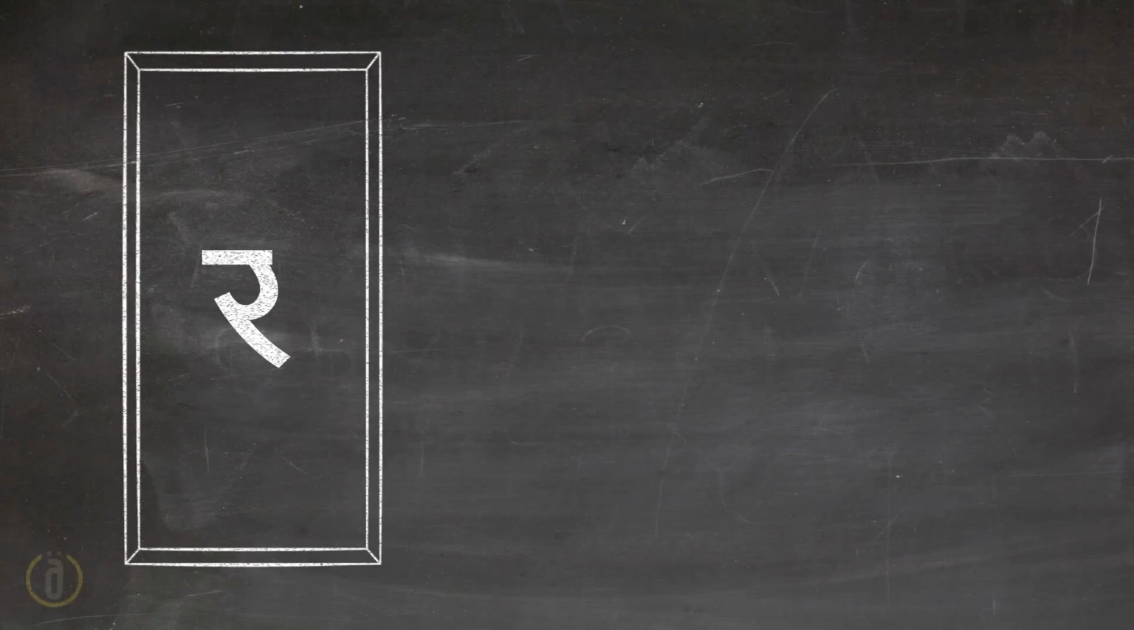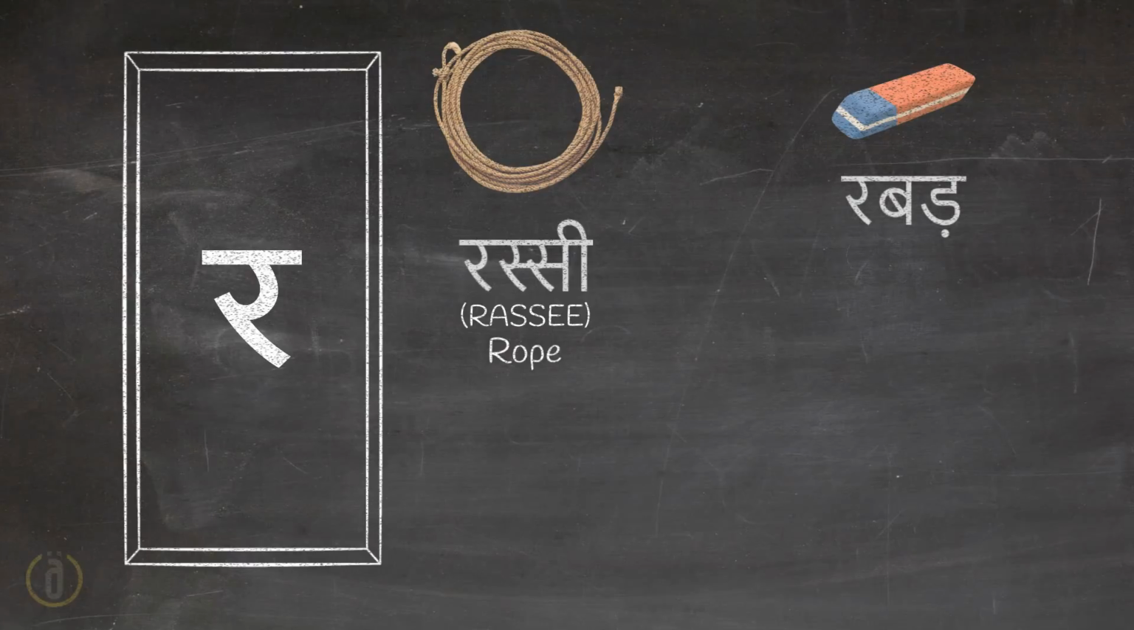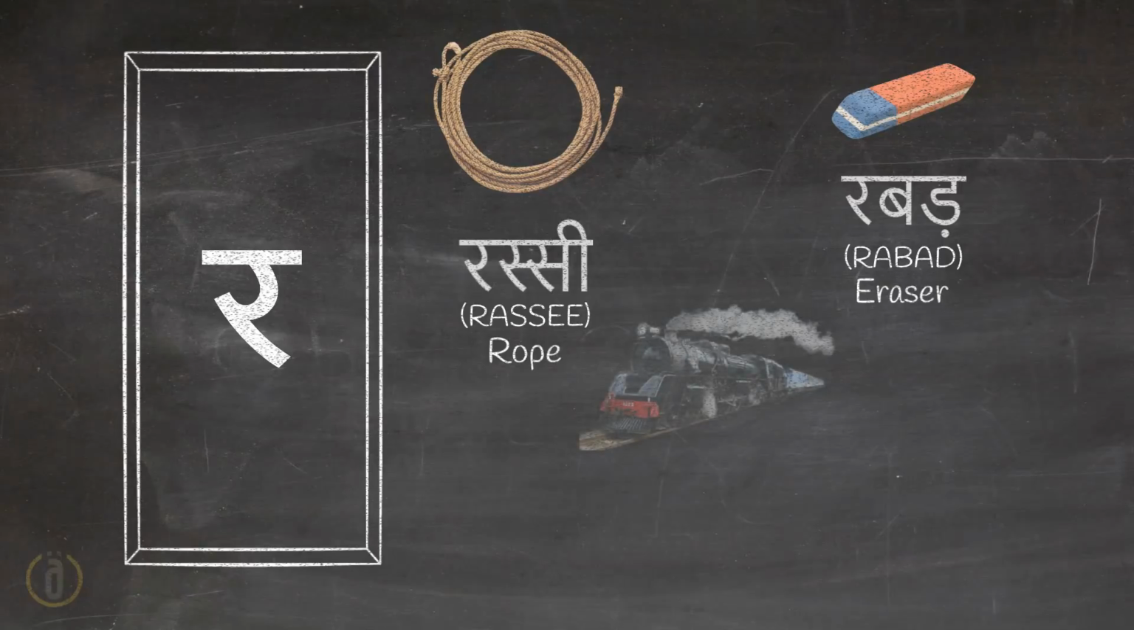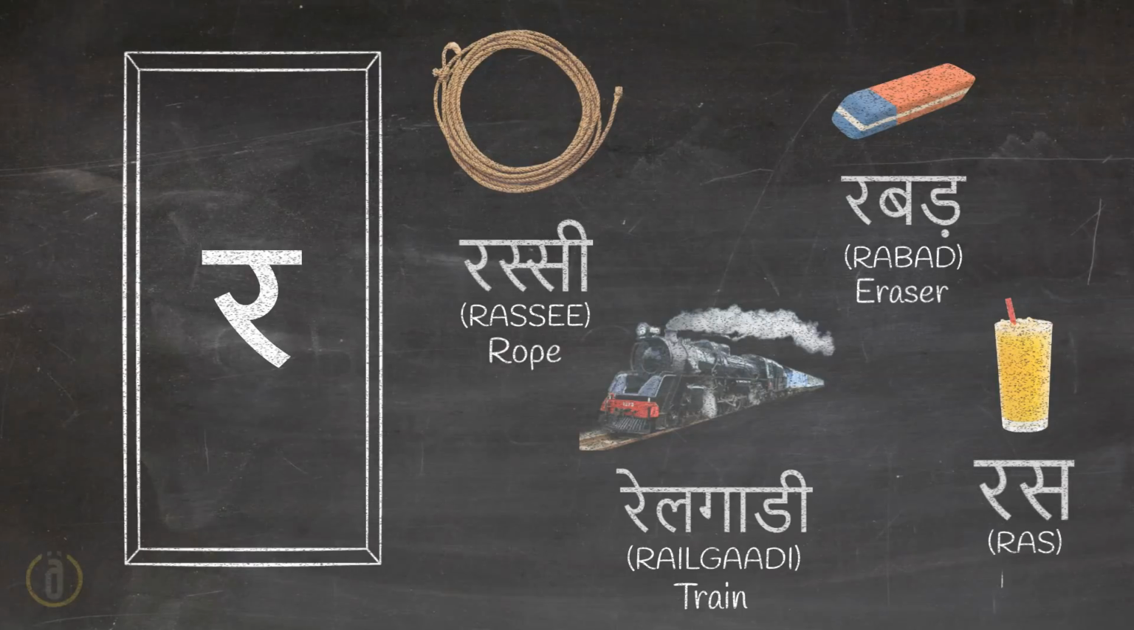Now, let us learn some words starting with the letter R. Rassi, rope. Rubber, eraser. Railgadi, train. Ras, juice.